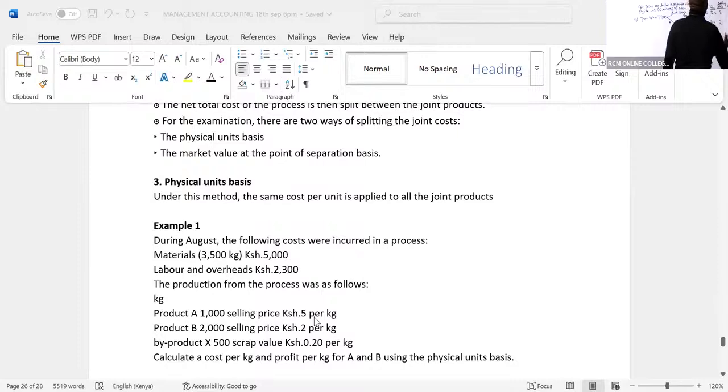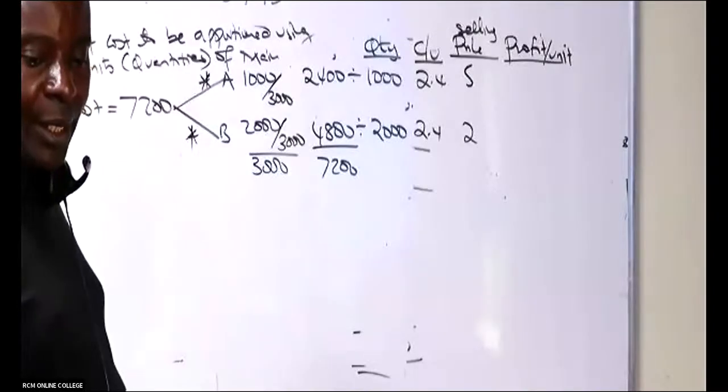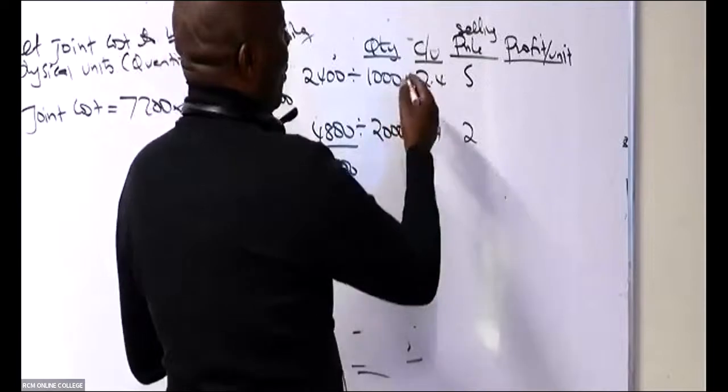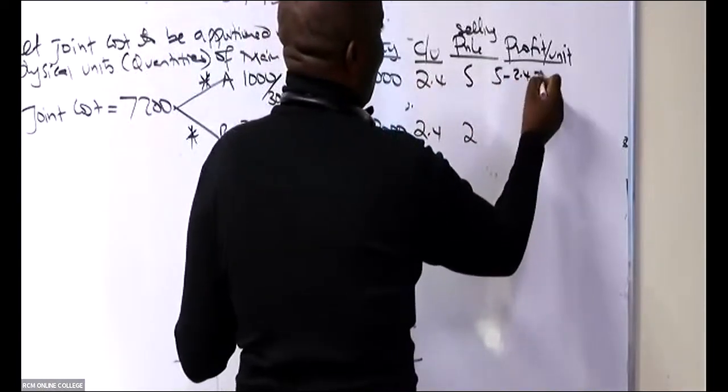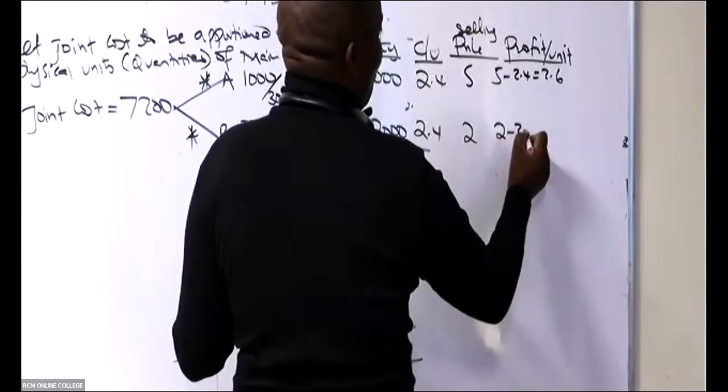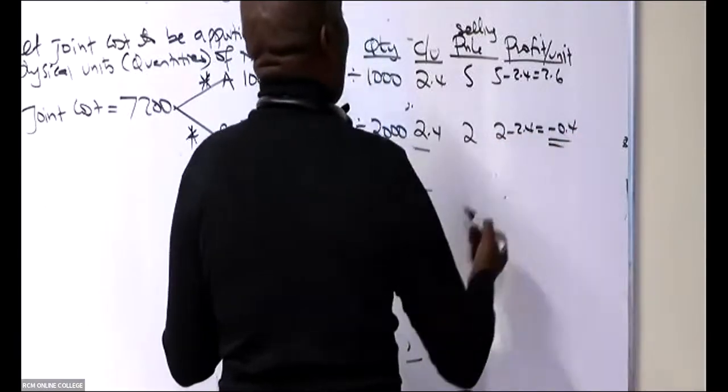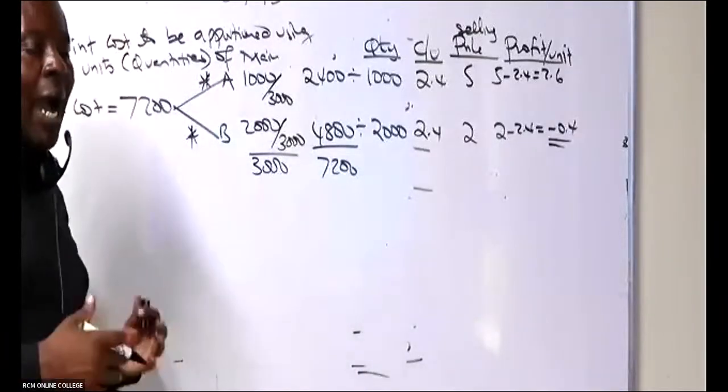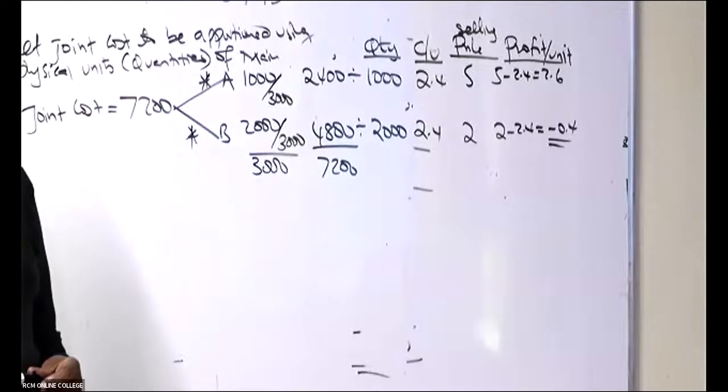Give me profit per unit. So profit per unit, we shall take the selling price minus the variable cost per unit. So 5 minus 2.4 is 2.6. This one will be 2 minus 2.4, which gives me a loss of 0.4, because basically it was made to absorb a higher cost than it could absorb.